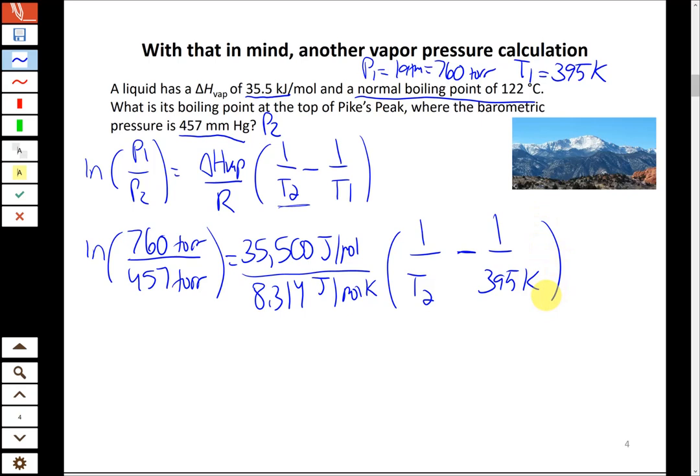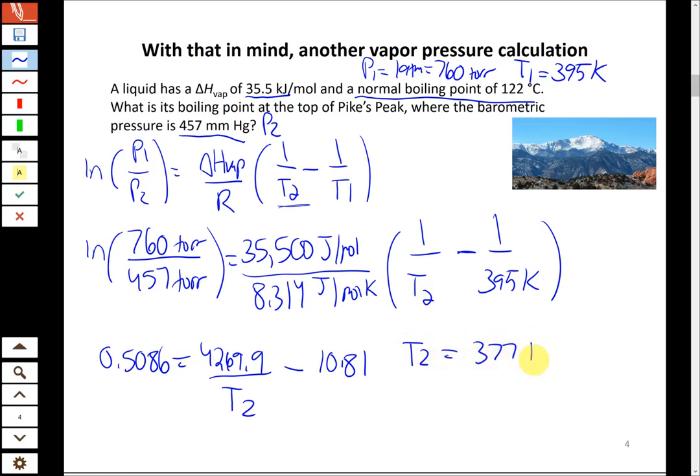All right, so those are going to be the numbers we put in. We just have to solve for T2. So here it's a little bit more numerical, I suppose. We don't have to use exponents in this case. So if you take the natural log of that ratio, it comes out to 0.5086, and that equals those two numbers divided, which is 4269.9. I'm just going to put some of the intermediate algebra in here because it's a little bit different than we've done before. And then we distribute that, and that comes out to minus 10.81. And so when we solve for T2, we get 377 Kelvin, which is 104 degrees Celsius.